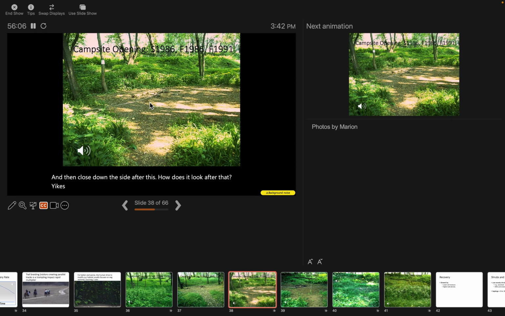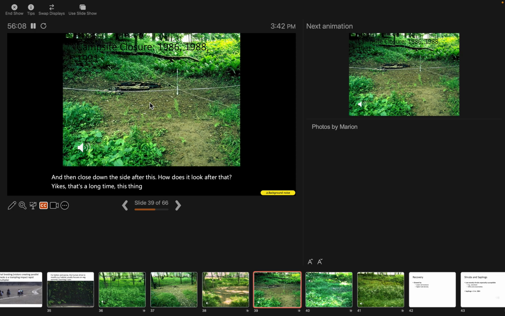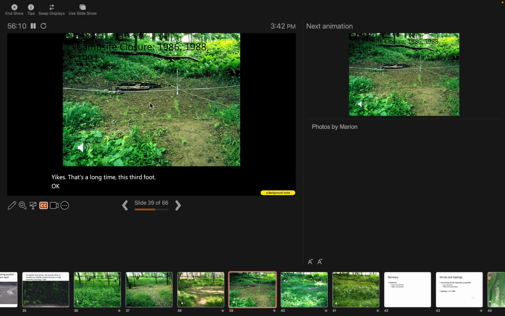Yikes, that's a long time. This third foot. Okay, so you can see that most of the impact happens right away, in a period of months or weeks, and then it doesn't look real good at the end of that.